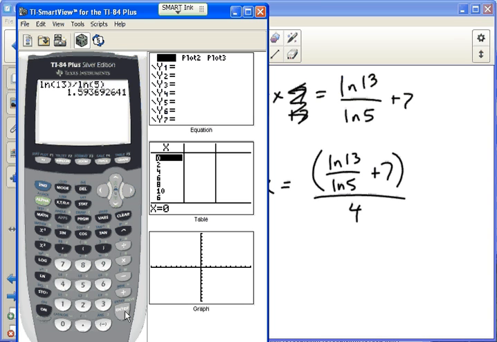So by waiting till the end to plug it in my calculator, I made sure I didn't have any rounding errors by rounding early on. Now I have the exact answer, and I know if I'm rounding it now to 2 decimal places, my answer would be 2.15. So x equals 2.15.